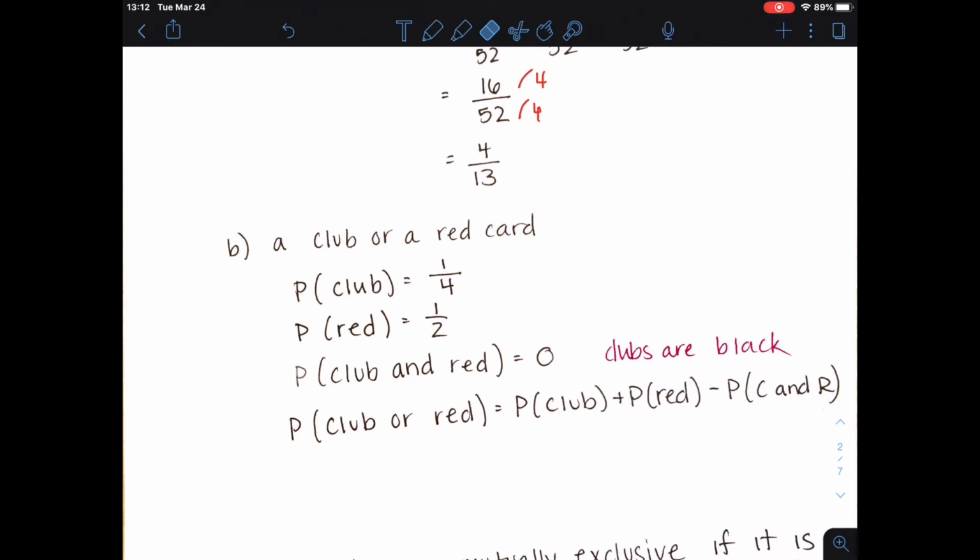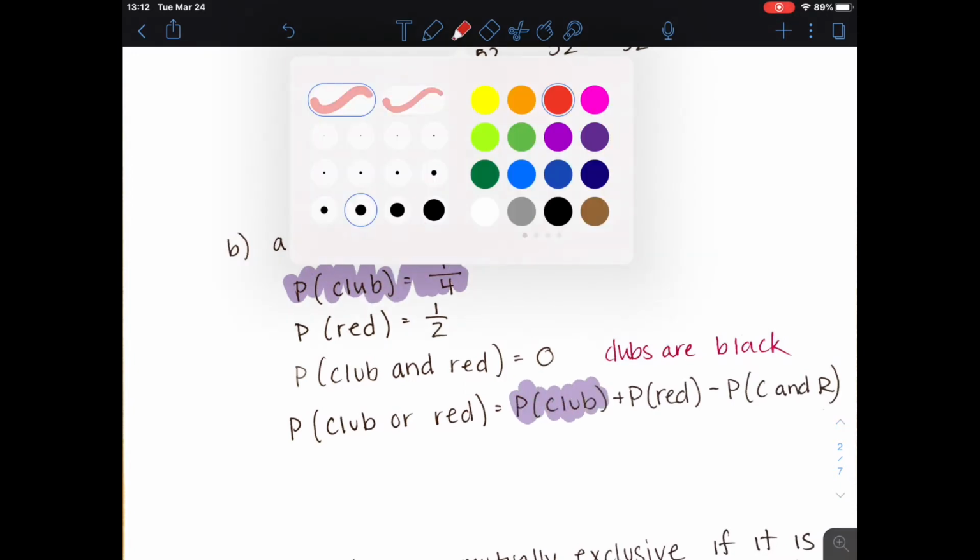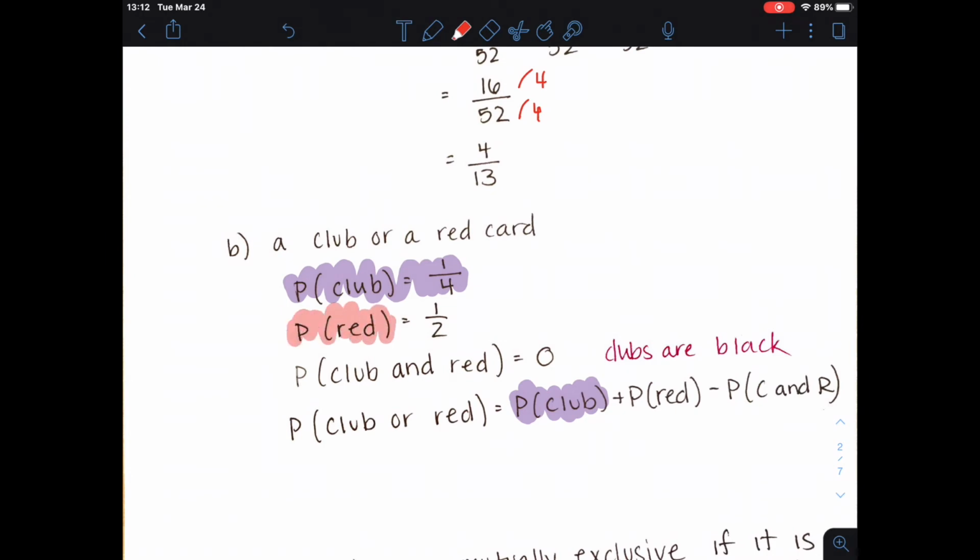So when we go to look at this probability of a club or a red, it's going to be the probability of a club, which is 1/4, plus the probability of a red card, which is 1/2, minus the probability that it's a club and a red card, which is nothing in this case. So you get 1/4 plus 1/2 minus 0. So you have a 3 in 4 chance of drawing a card that's a club or a red.